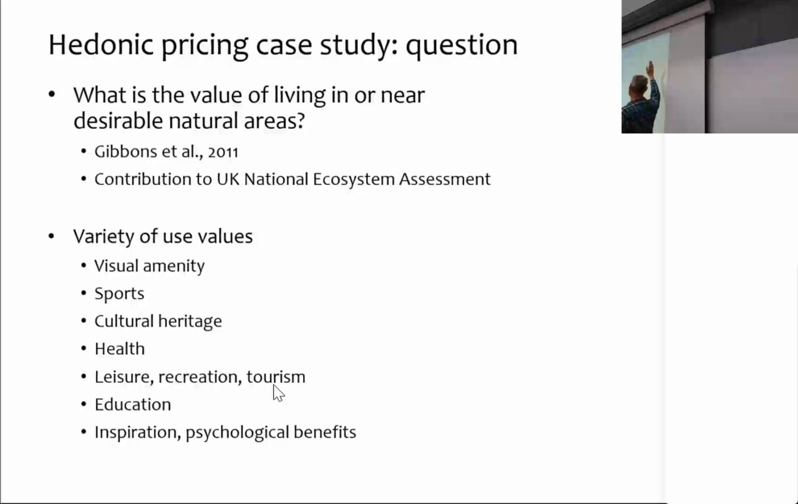John Gibbons, I'm pretty sure, did this in 2011 as a contribution to something we're going to talk about in week 11, the UK National Ecosystem Assessment. And they had a whole list of things that we're interested in. Visual amenity, can you see a lake from your house? Can you see a forest from your house? Sports facilities, cultural heritage, health, and so on and so forth, education.